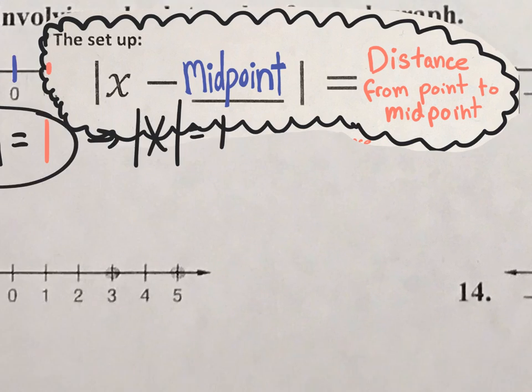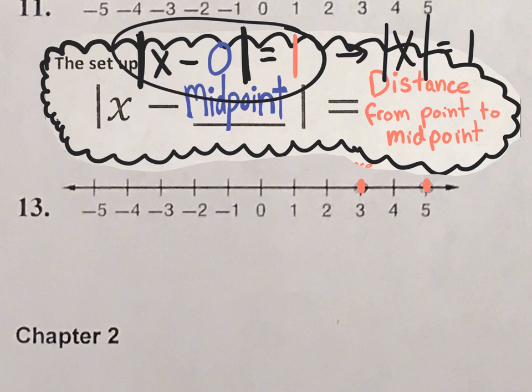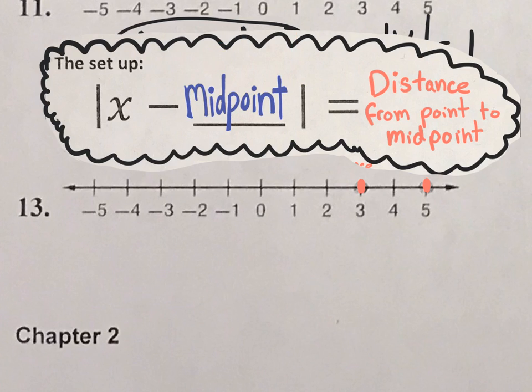Move on, number 13. What are the answers here? 3 and 5. Okay, thank you. 3 and 5. Okay, so what's the midpoint? 4. 4. Wait a minute. My notes got all ugly here. There we go. That's better. So the midpoint is 4 right here.